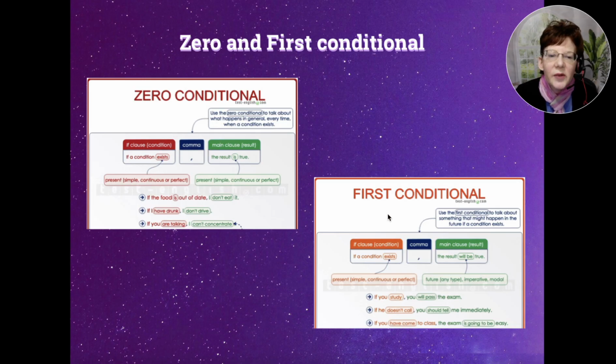All right, let's talk about first conditional real quick. So we use the first conditional to talk about something that might happen in the future if a condition exists. So you have the if clause, if the condition exists, and you can also use present simple, continuous, or perfect here. The result will be true. So you can use here a future, any type of future tense, an imperative like a command, or a modal form. So for example, if you study, you will pass the exam, future here.